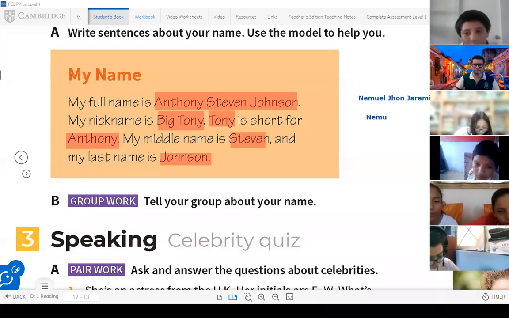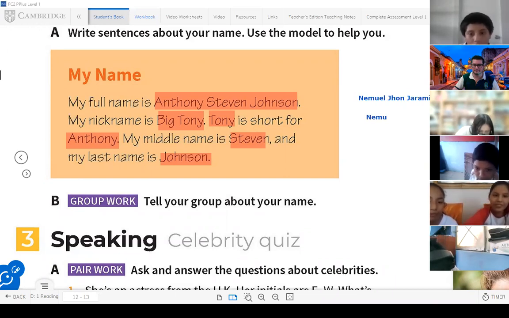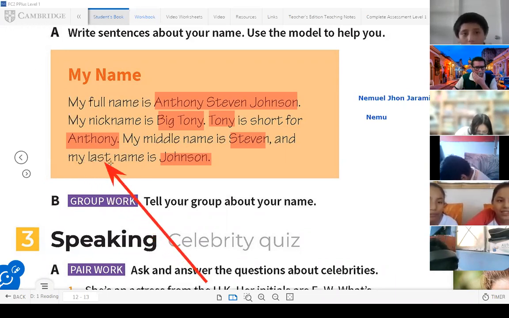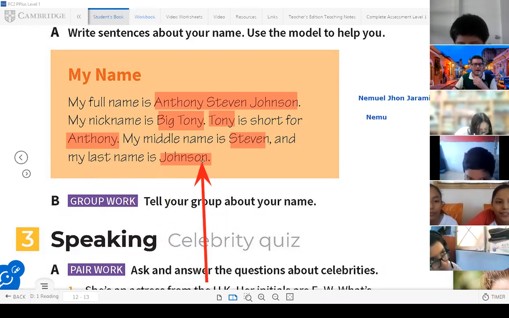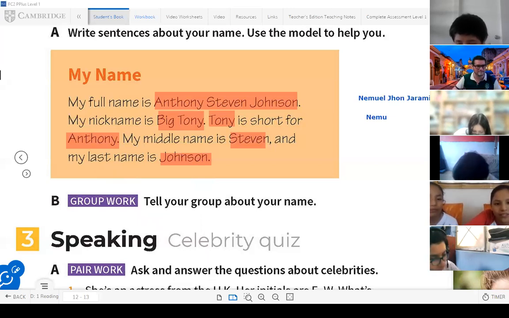My full name is Calero Minaya Milena Ruby Ashuwaida. My nickname is Magdalena. It's short for Melina. My middle name is Ruby. And my last name is Ashuwaida. Okay, very good. But your last name, is it Ashuwaida or is it Calero? Calero, teacher. Oh, yeah, Calero, right? The last name is Calero. Excellent. Thank you very much, Ruby. Great, great. Now you know that you are Magdalena too.